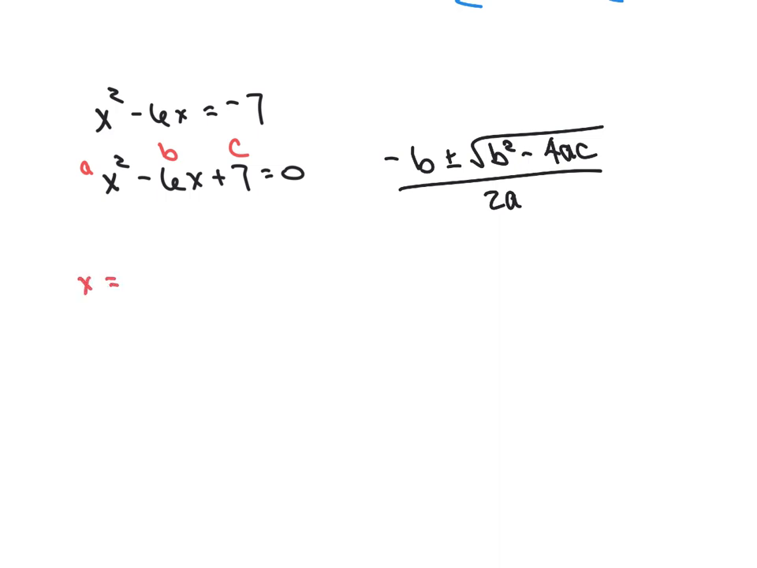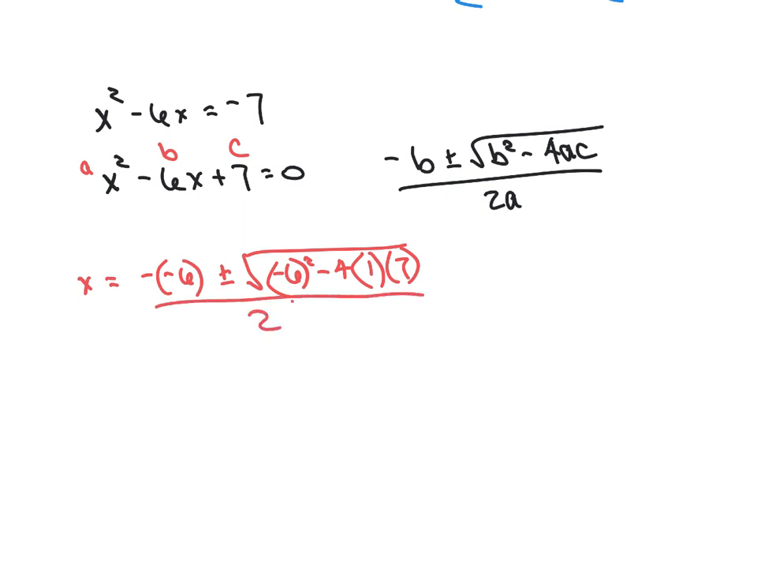X equals negative a negative 6. Okay, so remember, this is negative whatever B is. B is negative 6, so it's negative negative 6. And then we've got plus or minus. We square the negative 6. Minus 4 times A, which is 1, times C, which is 7, all over 2 times 1. So that gives me 2 negatives, give me a positive 6.